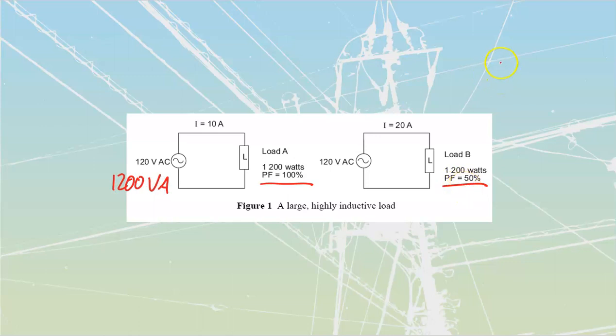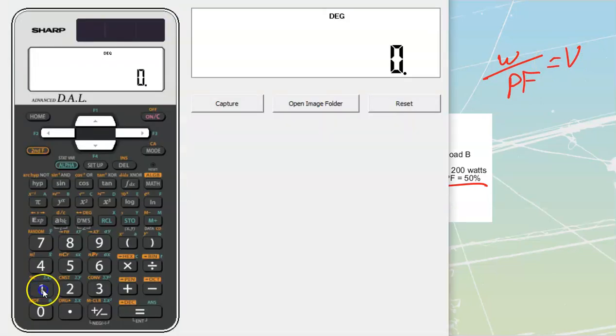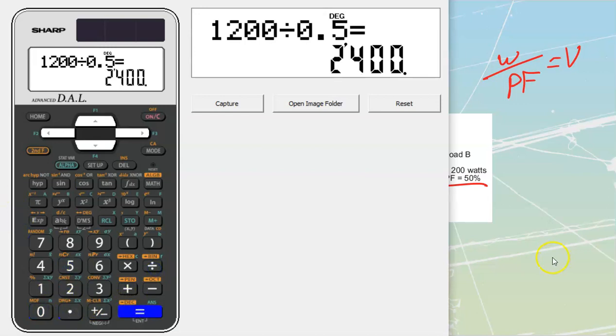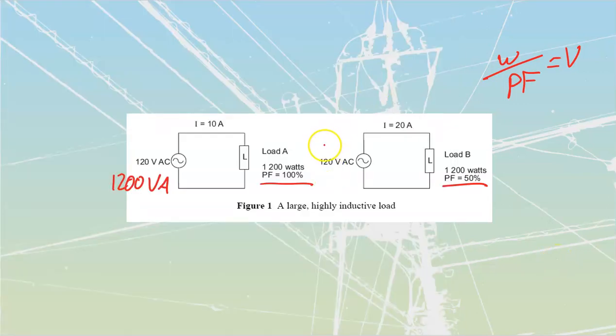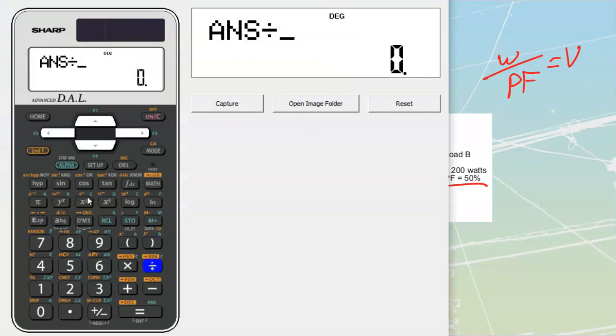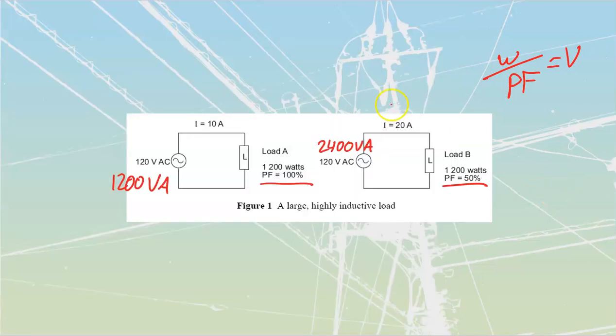This one over here has got a power factor of 50%. So if I take my watts divided by my power factor, that is going to equal my VA. So I take 1200 divided by 0.5. That kicks me out to 2400 VA. And you just take that VA and divide it by the voltage, 120. You see that we end up at a line current of 20 amperes. That's where they're getting all these values from.